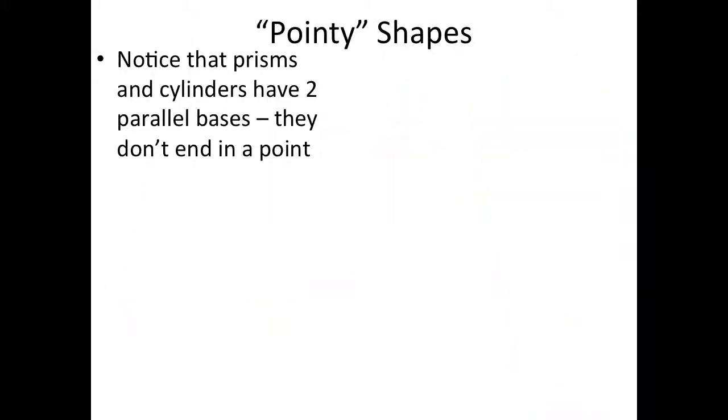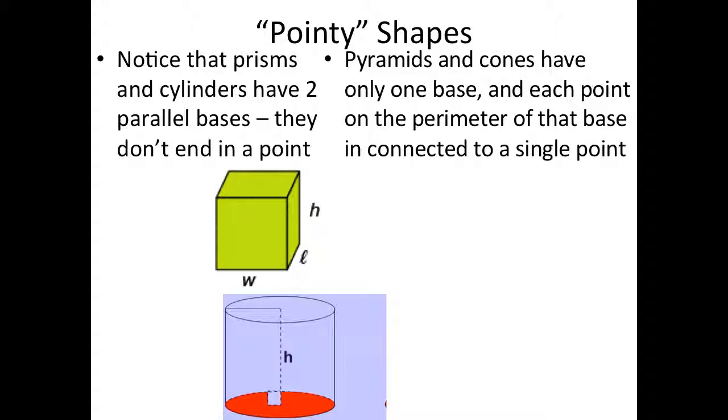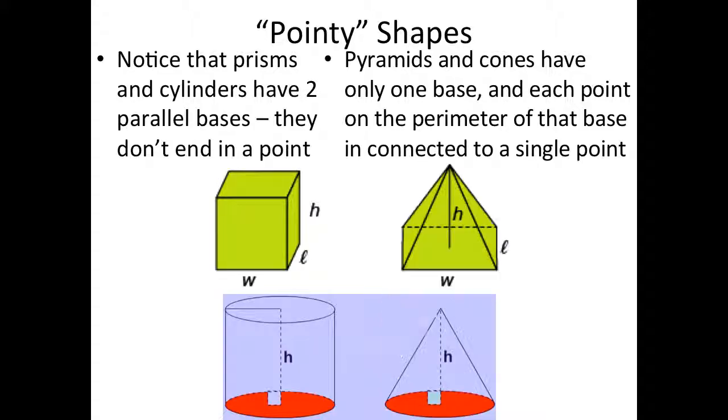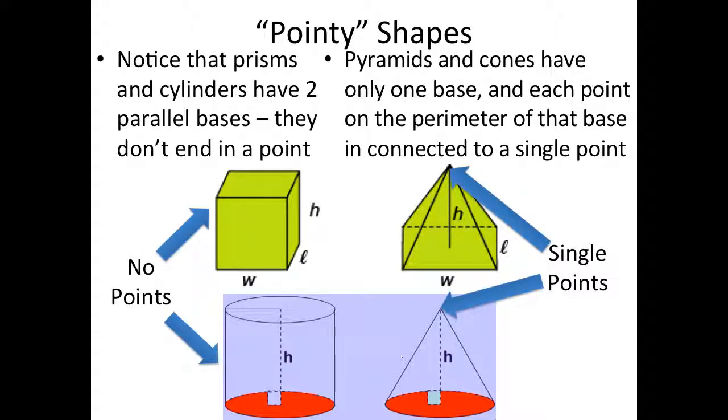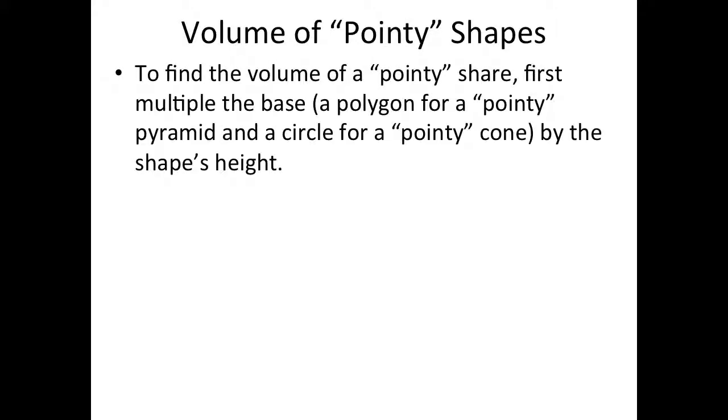So notice that prisms and cylinders have two parallel bases. They don't end at a point. Right? There's a picture of some. There are no points on those. But pyramids and cones have only one base, and each point on the perimeter of that base is connected to a single point. So for example, like that. And notice that cylinders and prisms don't have a point, but that pyramids and cones have that single point, and that's why I call them pointy shapes. And the reason we lump them together as pointy shapes is because finding the volume of them is the same process. Just like finding the volume of a cylinder and a prism is the same process.